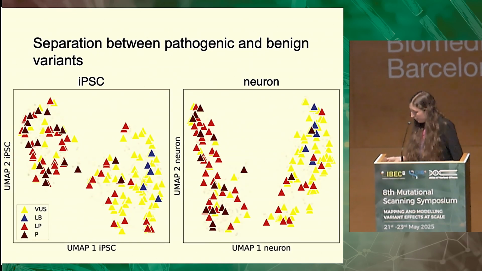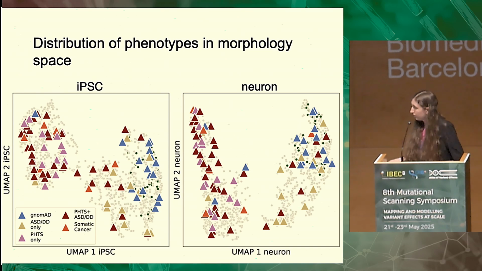And we saw a good separation, especially for the iPS cells, with the likely benigns all clustering together, and the likely pathogenics and pathogenics largely clustering in other areas of the UMAP. So we then wanted to look deeper into this to see if we could say anything about the various disease types associated with PTEN. So there's multiple colors here.